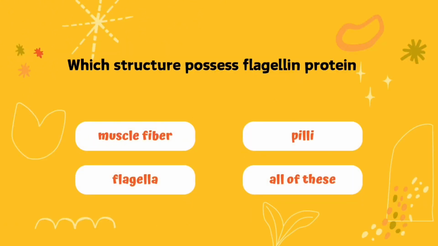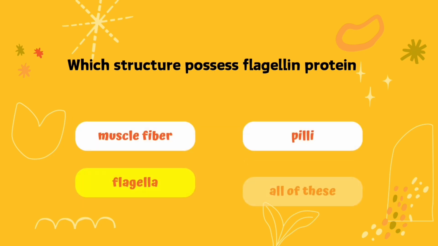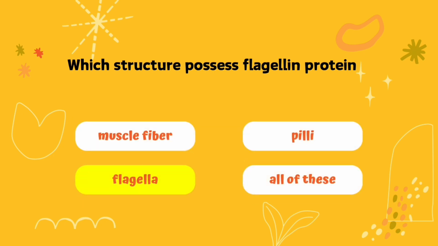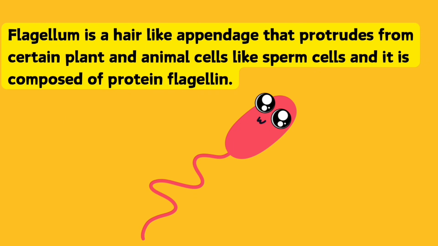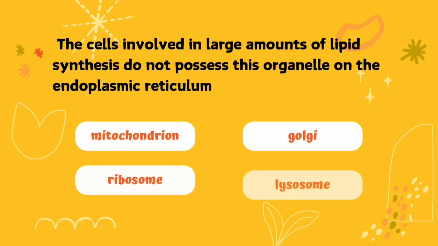The next question is: which structure possesses flagellin protein? The options are muscle fiber, pili, flagella, or all of them. The answer is flagella. A flagellum is a hair-like appendage that protrudes from certain plant and animal cells like sperm cells, and it is composed of the protein flagellin.